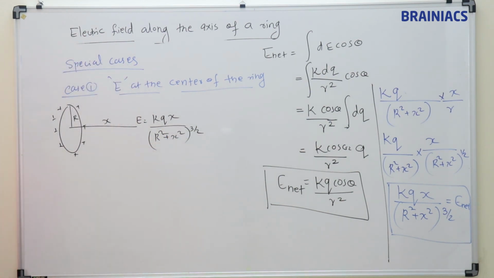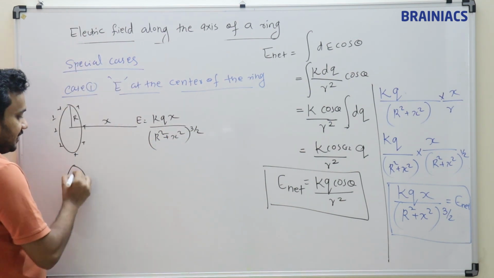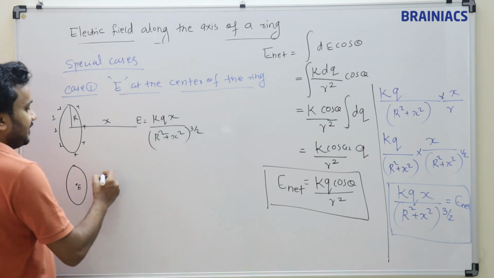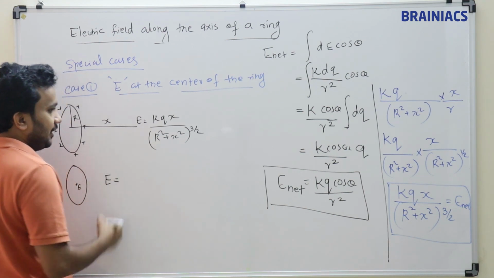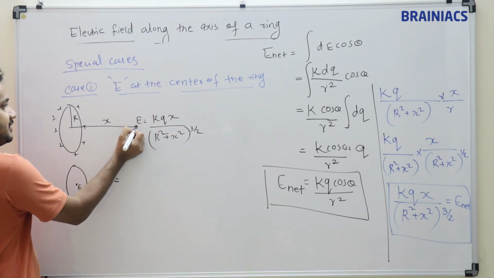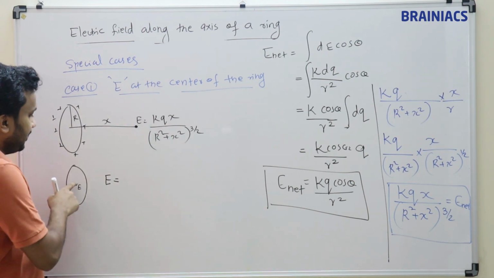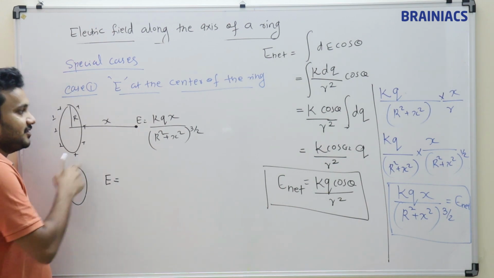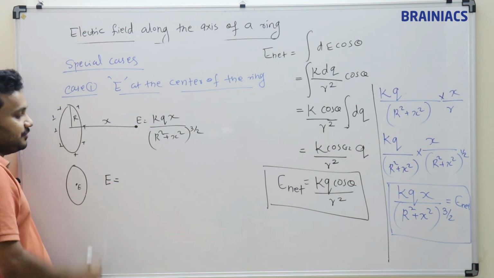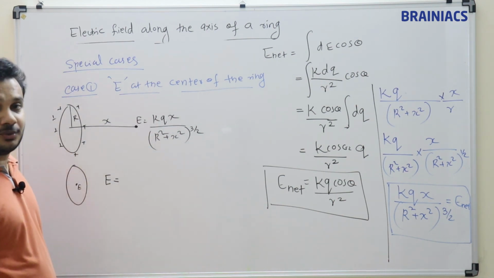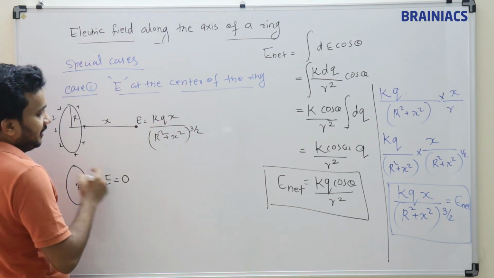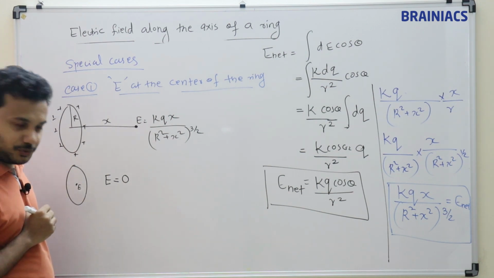Next, the case is: what is the electric field at the center? Can you tell me its value? Electric field at the center means the point is at a distance of x meters away, so what is the value of x? We are at the center, so this point now comes here, and x will be equal to 0. If you substitute 0, you will get the electric field at the center equal to 0.